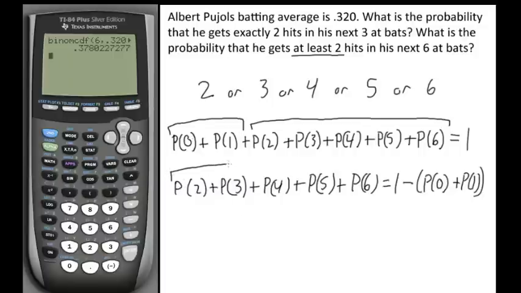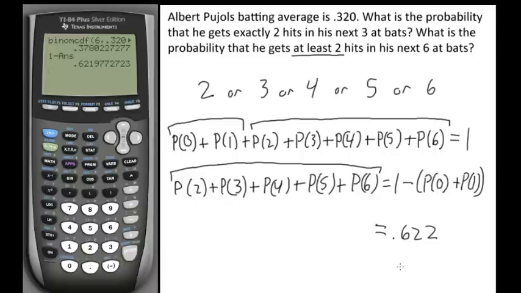So this right here is what we're looking for, and we can find that very easily by just doing 1 minus that number that we just found, the number that's still on our calculator. So we can do that pretty easily. So we'll do 1 minus that answer. And what we get is the probability that he will get at least 2 hits. It's about 0.622 if we're rounding to 3 decimal places.